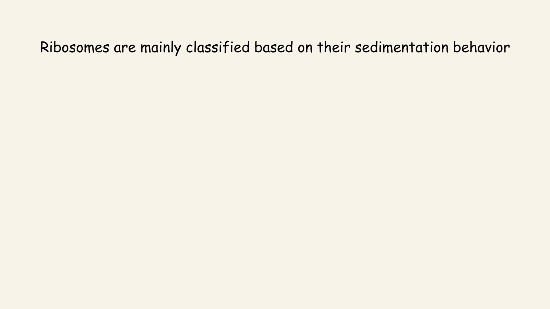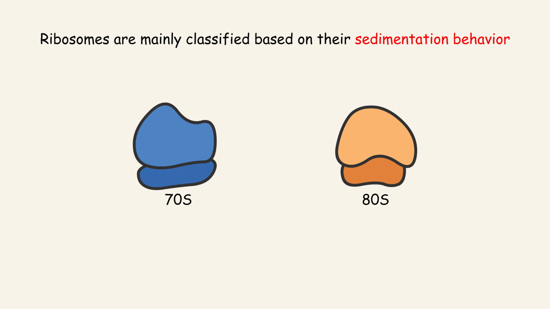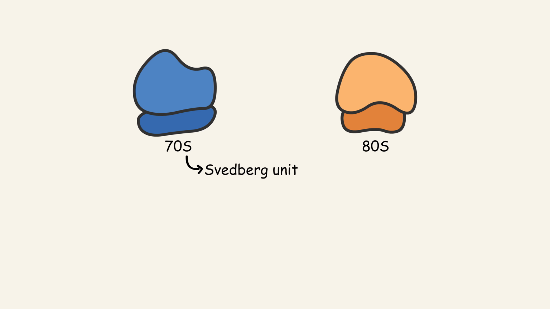Also, not all ribosomes are the same. Ribosomes are mainly classified based on their sedimentation behavior, not their size or weight. This is why ribosomes are described as 70S and 80S. The letter S stands for Svedberg unit, which tells us how fast a ribosome sediments when spun in an ultracentrifuge.